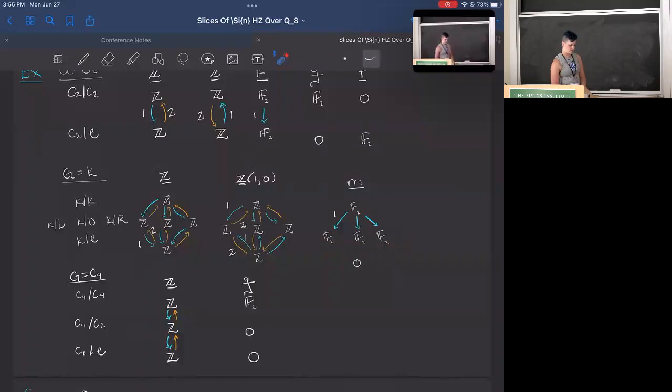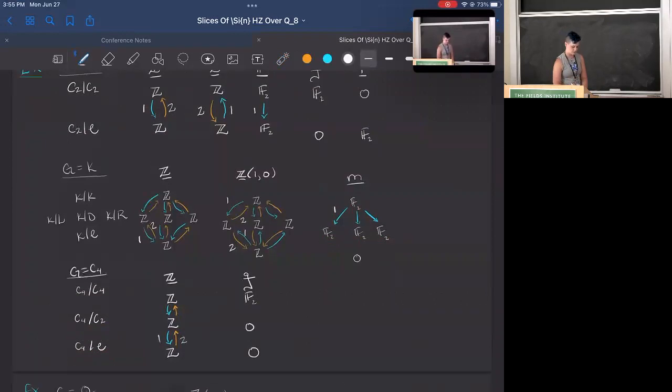For C4, we'll have a C4 mod C4 at the top, a C4 mod C2 at the bottom, and a C4 mod E in the middle, and then a C4 mod E at the bottom. And then we have the constant Mackey functor Z. Again, Z in every spot. Weyl group actions are trivial, restrictions are 1, transfers are 2.